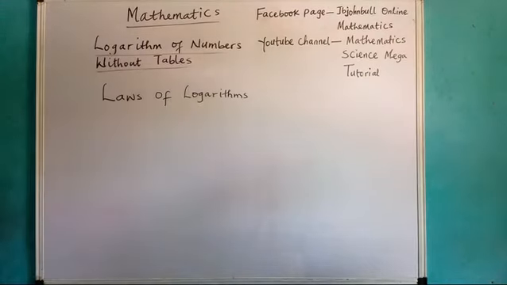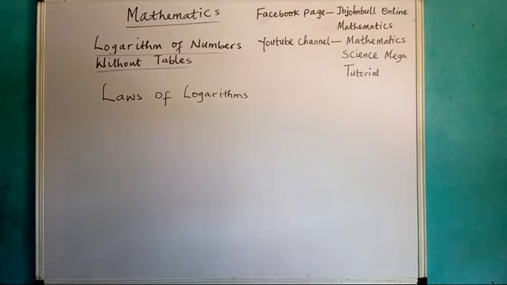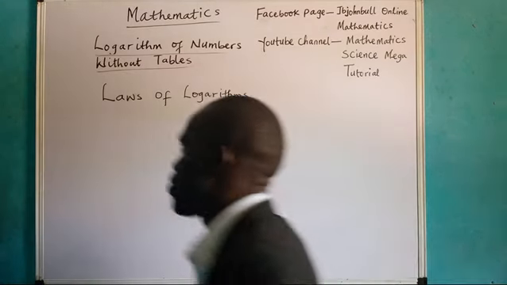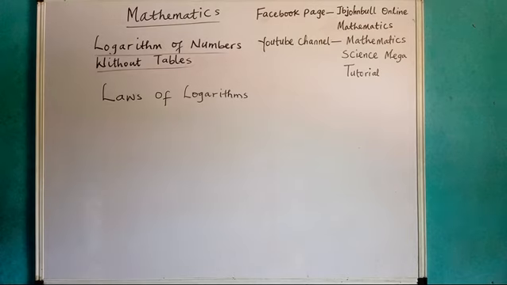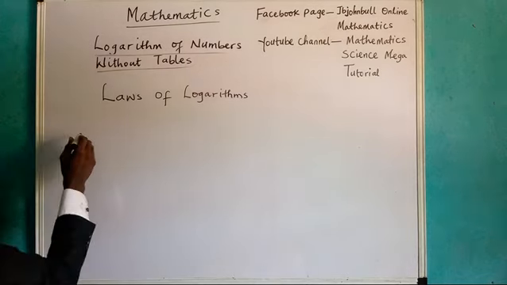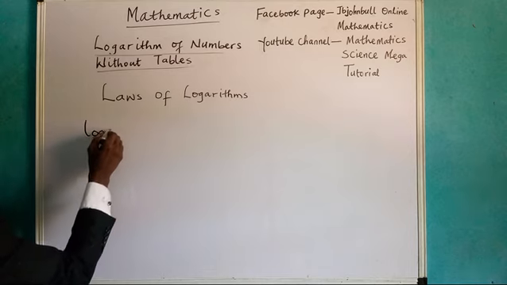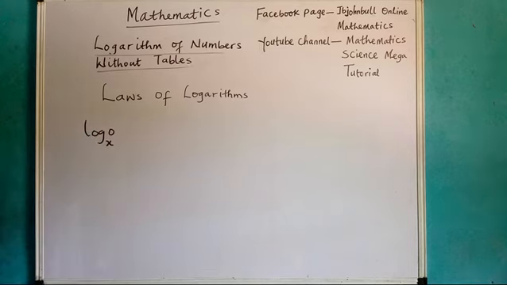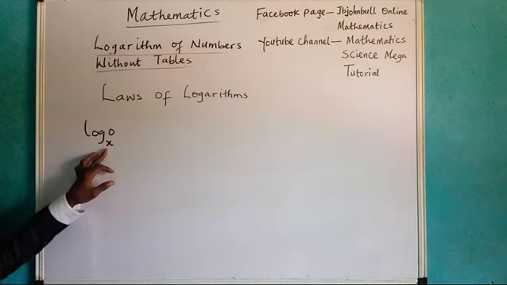Now we have laws of logarithm. We are going to look at the first law of logarithm, and this one will be the logarithm of 0 to any base. The log of 0 to any base. Now I want to maintain x as the base. This x stands for any base.